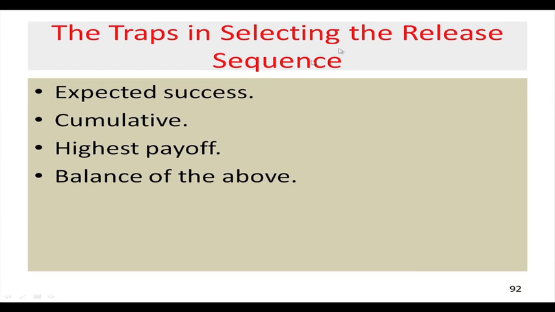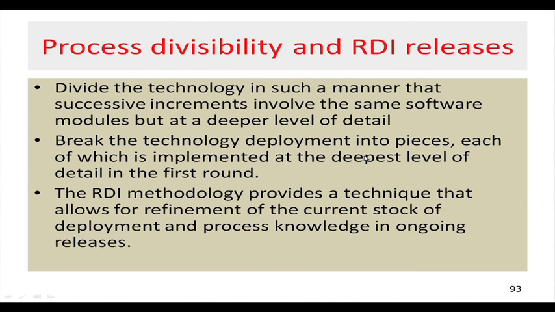So, that is to be identified. Then what is the cumulative effect of different successes that you are going to have one by one. Then which system is going to create highest payoff, maximum payoff, or whether you are going to have a balance between the success and payoff, both qualitative and quantitative. So, these are some of the issues that need to be looked into. Okay. Now, other issues is process divisibility and RTI release.